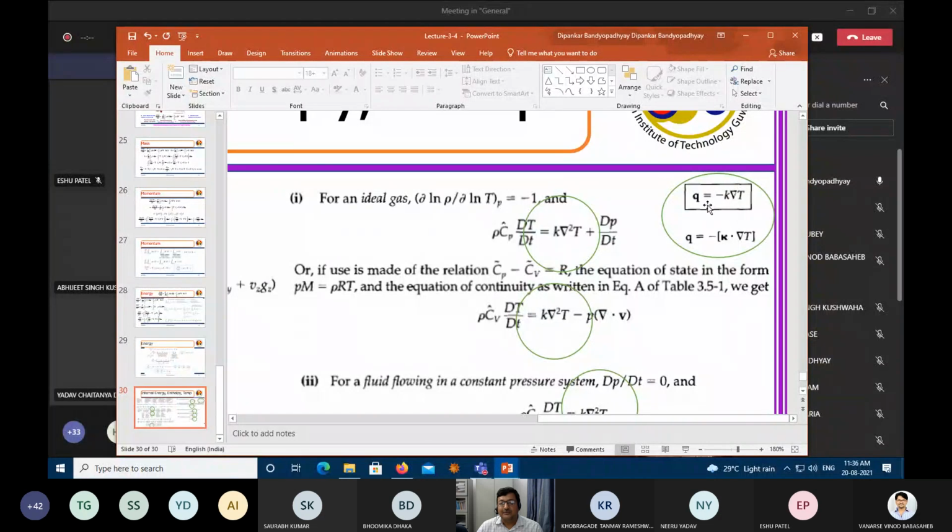It is minus K into the gradient of T. Who told him this part? Nobody told him, right? He performed a number of experiments, and from those experiments he got the evidence that this Q will be proportional to the gradient of T. And from there, with these molecular mechanisms, this Q will be proportional to the gradient of T.